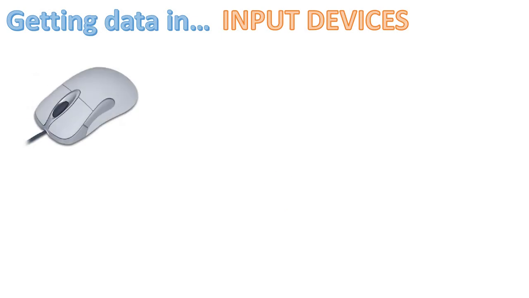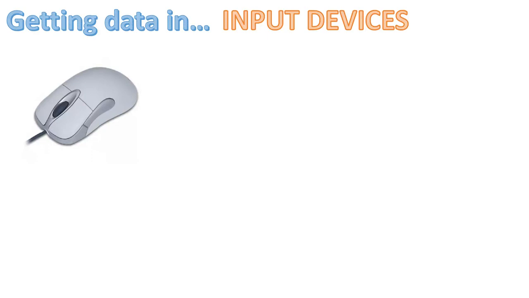So here is a mouse. It's very familiar to many people. It's probably the most common input device along with a keyboard. And essentially this mouse allows you to click on icons, select buttons and highlight text and all that sort of thing. So it's actually a really important input device.